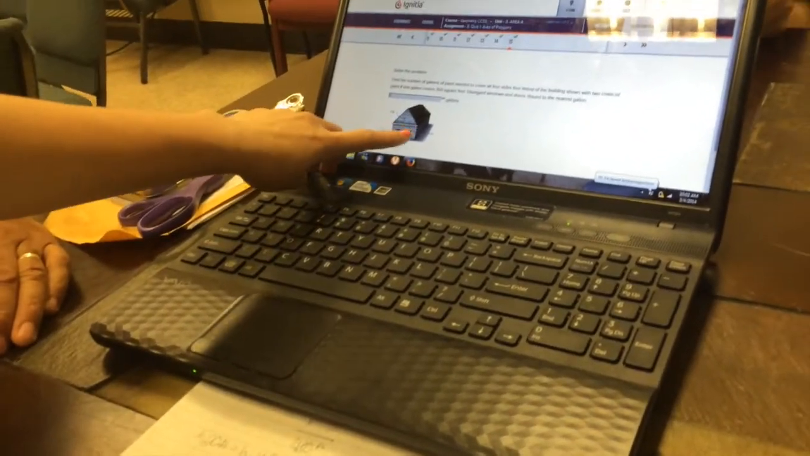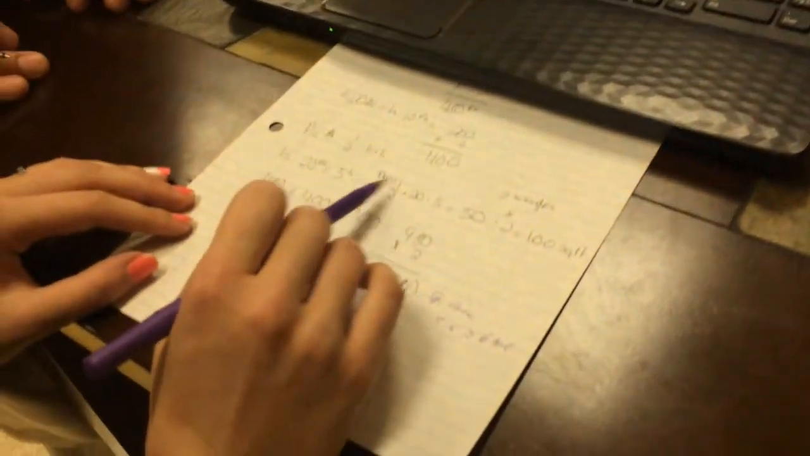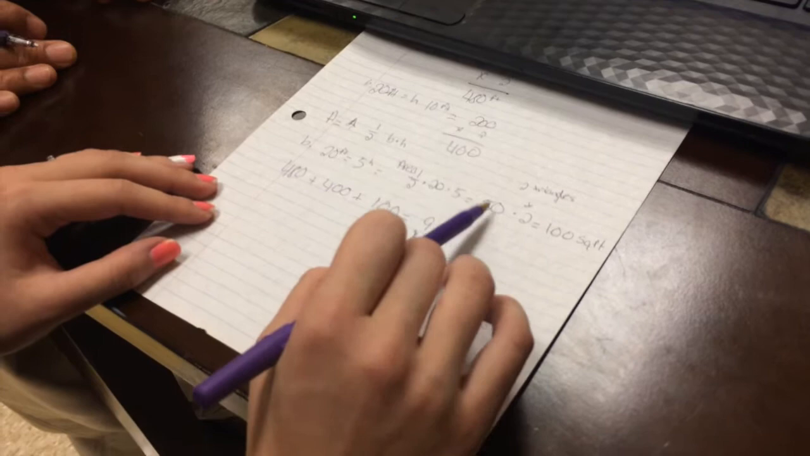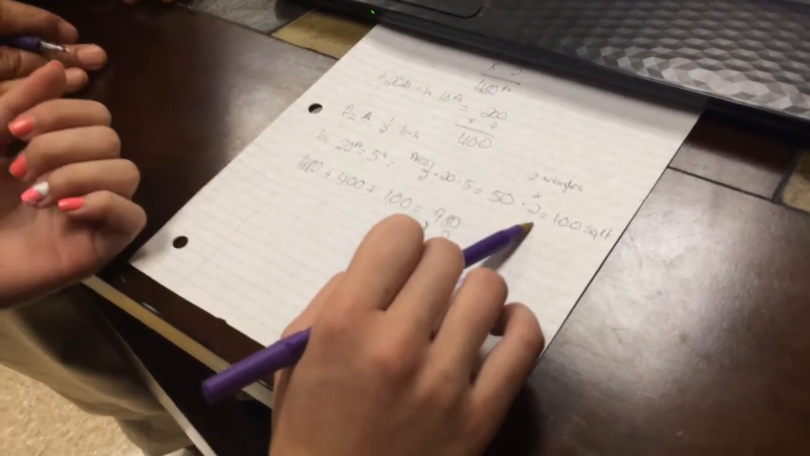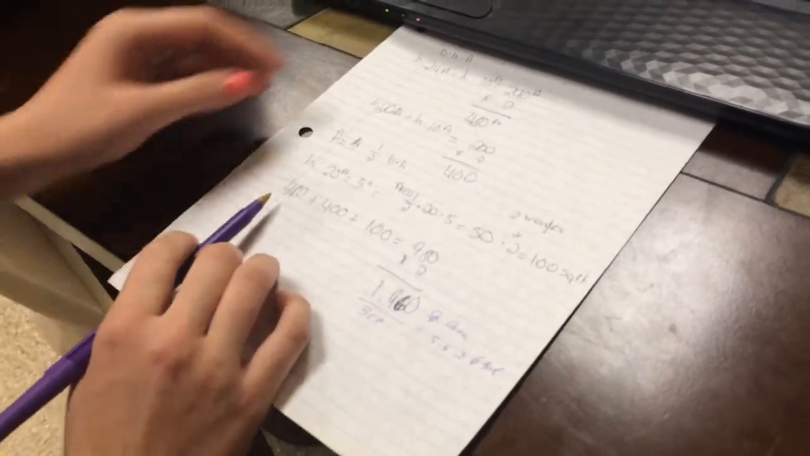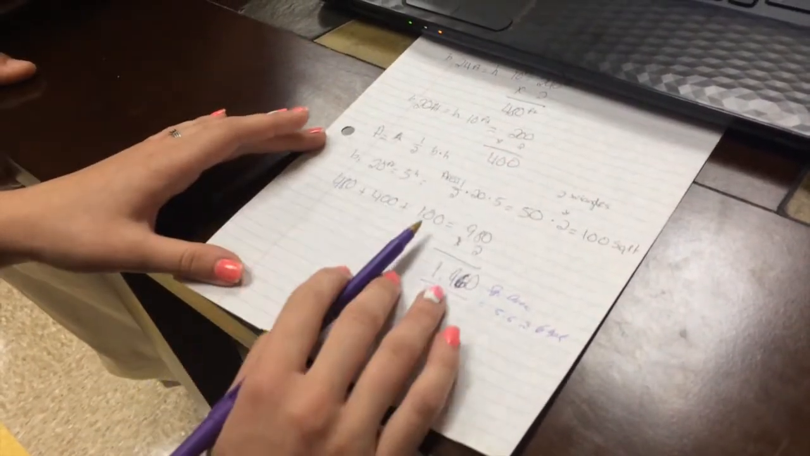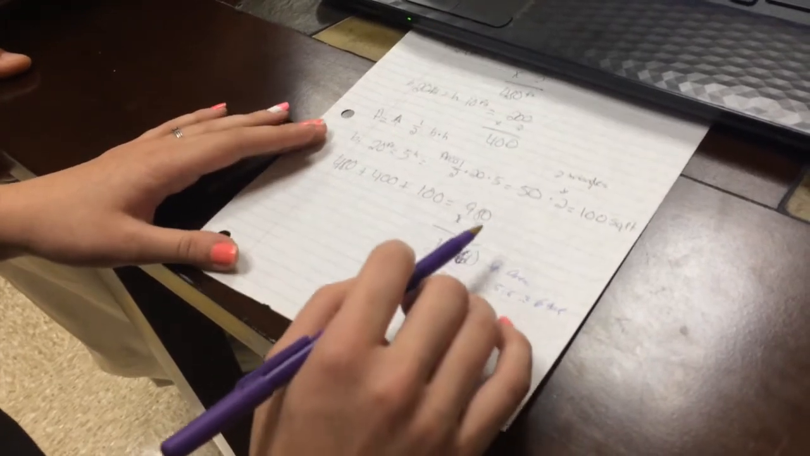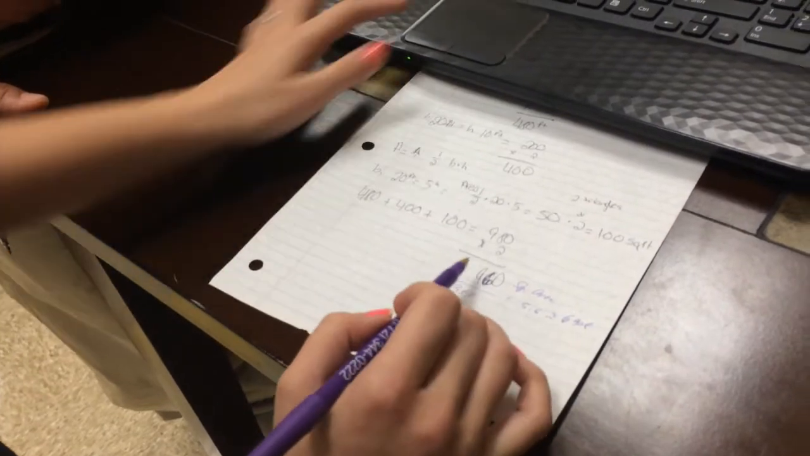So for the triangle, there is the base, which is 20, and the height, which is 5. The area is going to be 1/2 times 20 times 5, which is equal to 50. Because there are 2 triangles, it's times 2, which equals 100 square feet. Then I have the 480, the 400, and the 100 as the areas. I add those, which is 980. And then I'm going to times it by 2 because we have 2 coatings of paint.